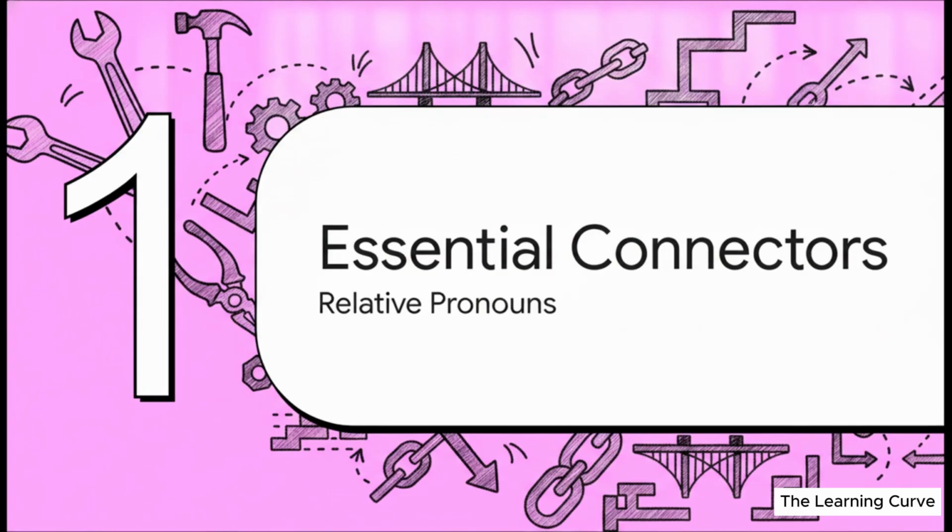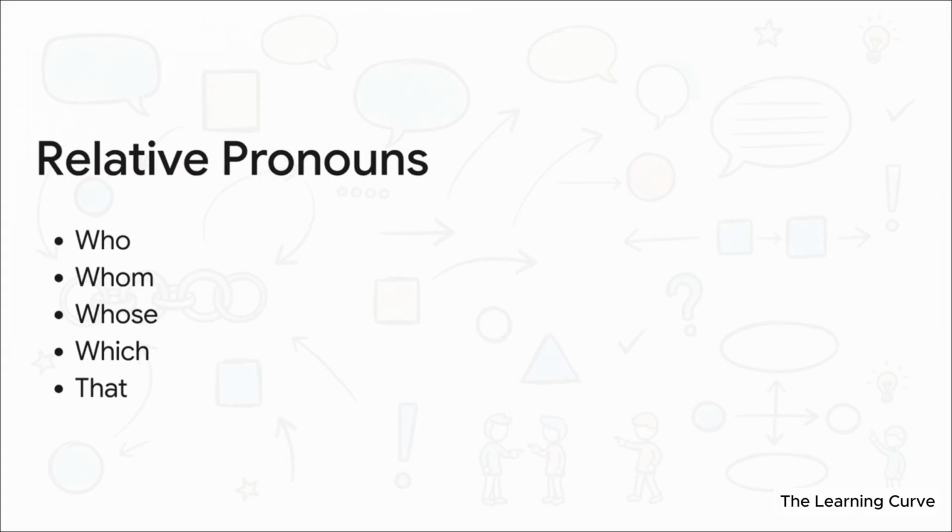Section 1, the Sentence Building Toolkit. Let's look at our essential connectors. Okay, so we have these 5 relative pronouns: who, whom, whose, which, and that. These are the core of our toolkit. Think of them like structural bridges. Their whole job is to connect a dependent clause to an independent clause. And by doing this, they let you expertly describe a noun without having to chop up your flow and start a completely new sentence. They are essentially your secret weapon for making your ideas flow seamlessly.